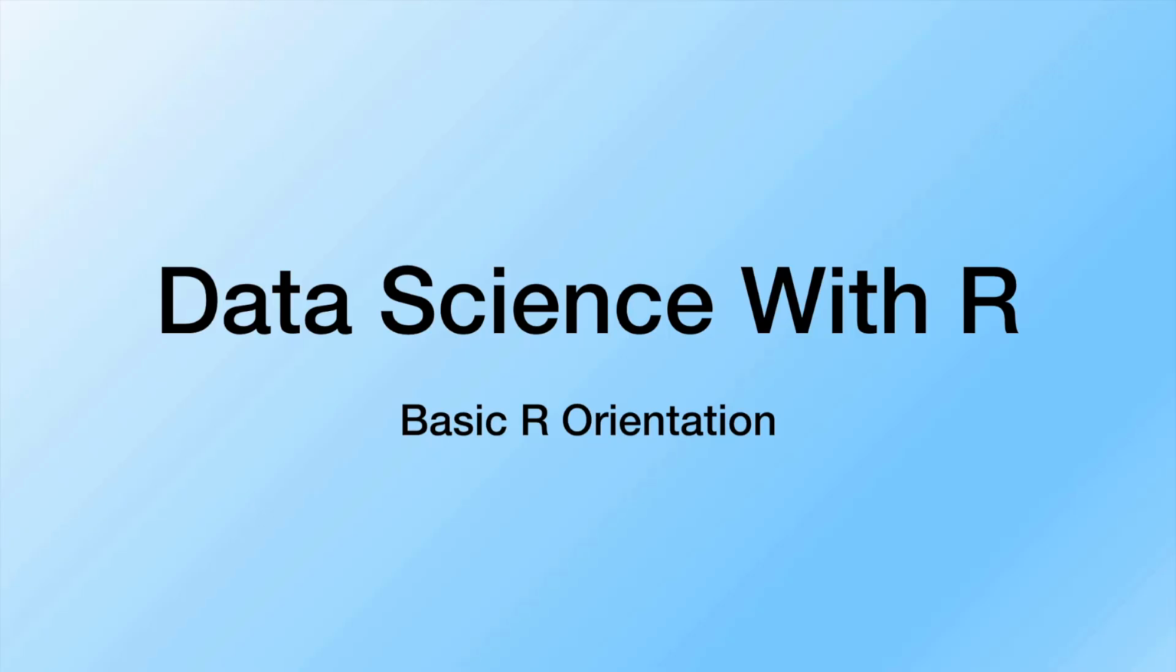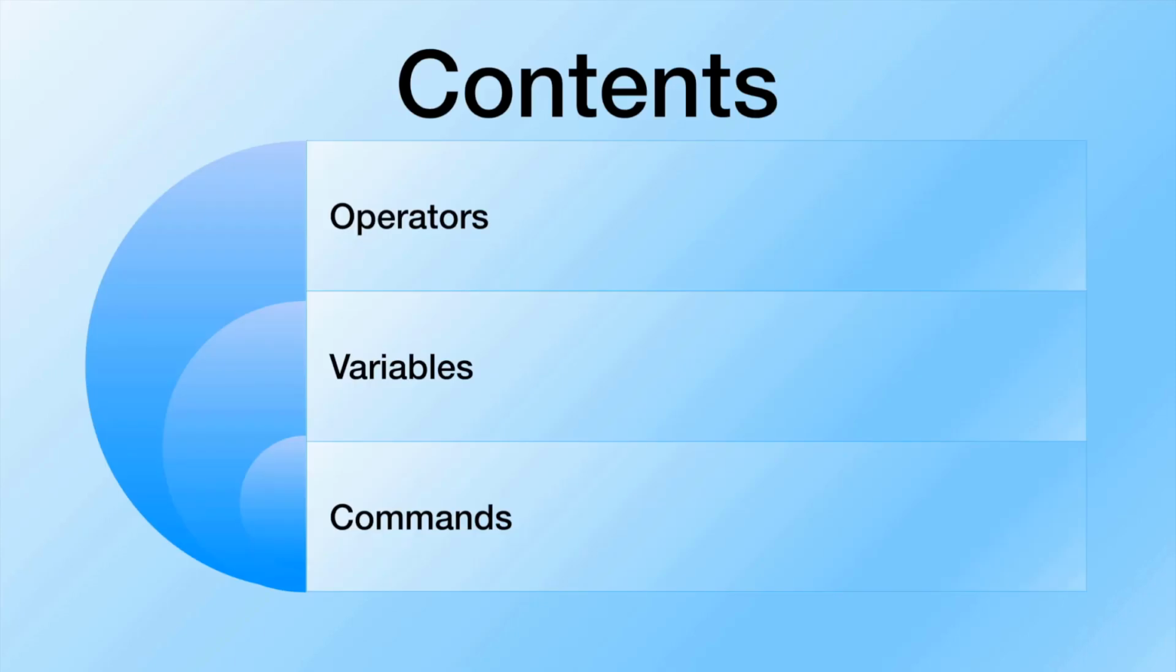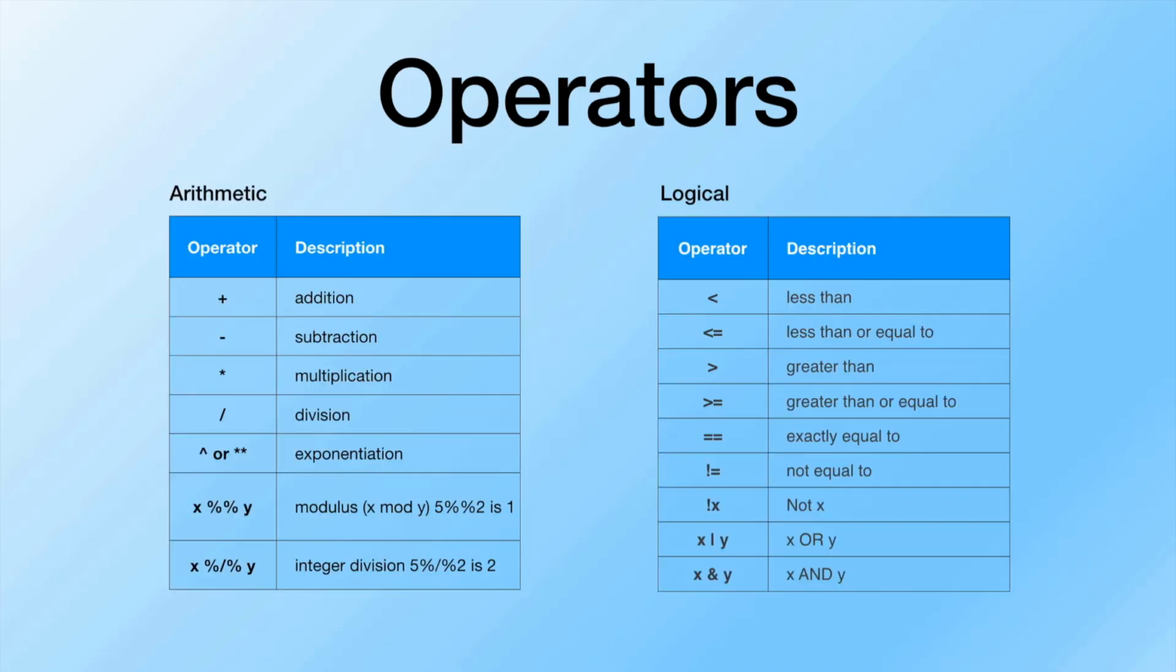Hi, in this section of Data Science with R, we're going to be covering basic R orientation. The topics will include operators, variables, and commands. This doesn't seem like much, but there's actually a lot to cover, and so it should take up a full half an hour, probably split between two videos.